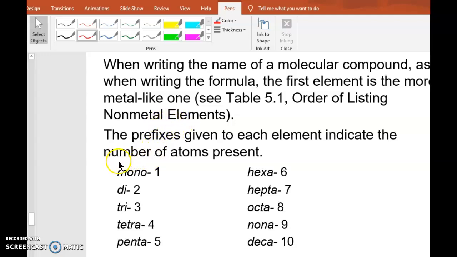these prefixes. Mono is 1, di 2, tri, tetra, penta, hexa, hepta, octa, nona, and deca. Many times mono is omitted if you just have one element, like carbon monoxide, but that's one of the only cases that you will use mono. All right, so I'm going to show you how we're going to name these.